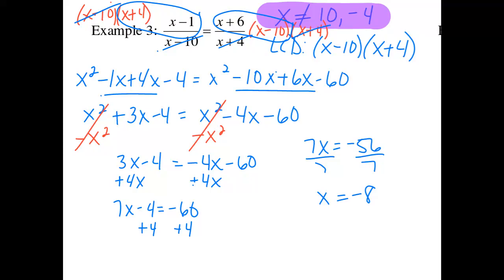Now, again, before I box that in, I want to go back up and check with our highlight here. Our excluded values were positive 10 and negative 4. Good news, negative 8 is not one of those numbers, so that is our solution for example 3.